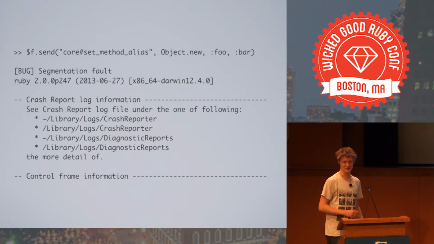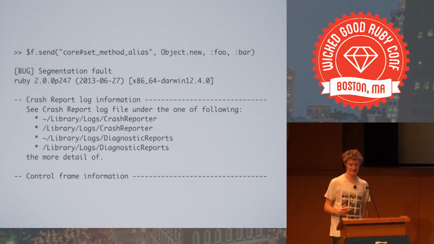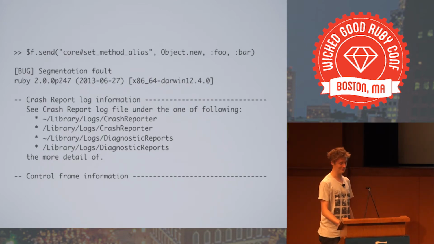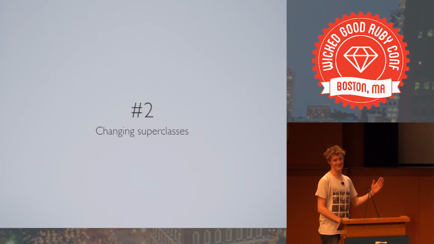So that's my first magic trick, the frozen call. You can do some really cool stuff with that. But in my opinion, at least, it's not nearly as cool as my second magic trick, which is changing superclasses.